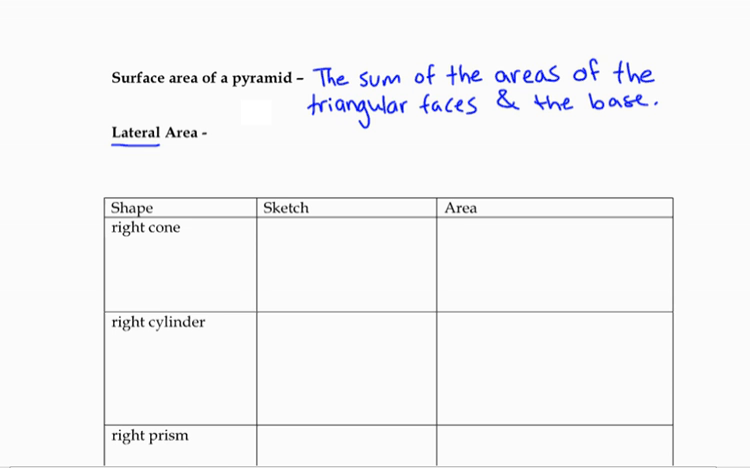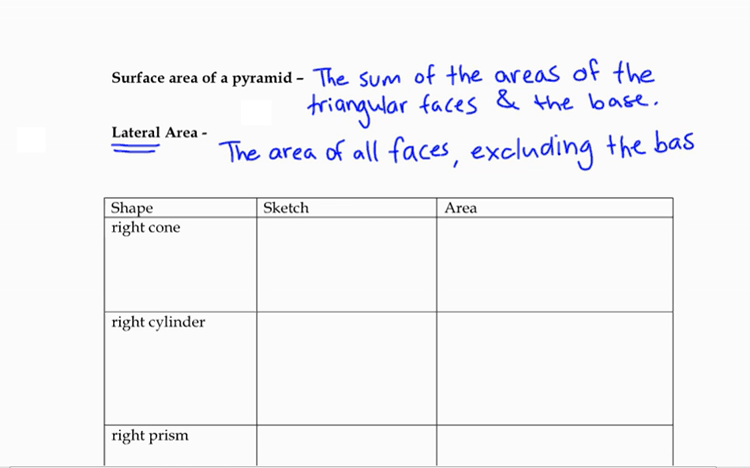Lateral area means the area of everything but the base. Okay, so if I wanted to find the lateral area of a pyramid, it would only be the triangular faces. So everything but the base. The area of all faces, excluding the base. That's something you might want to put on your study sheet. It's a definition, and if I ask you to find the lateral area, you'll need to know what that means. Okay?